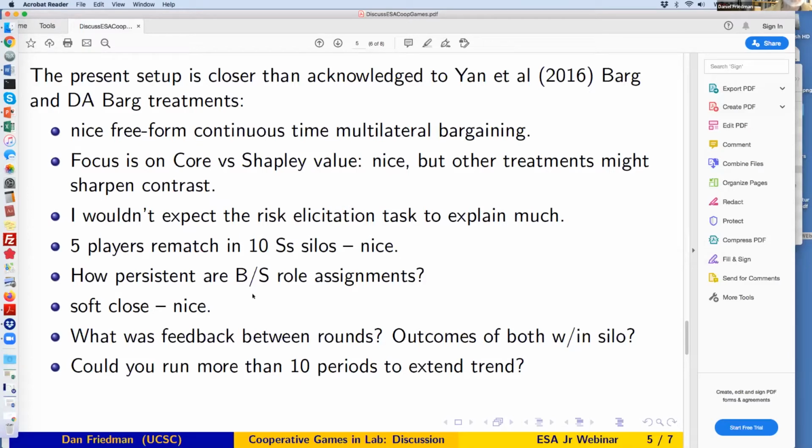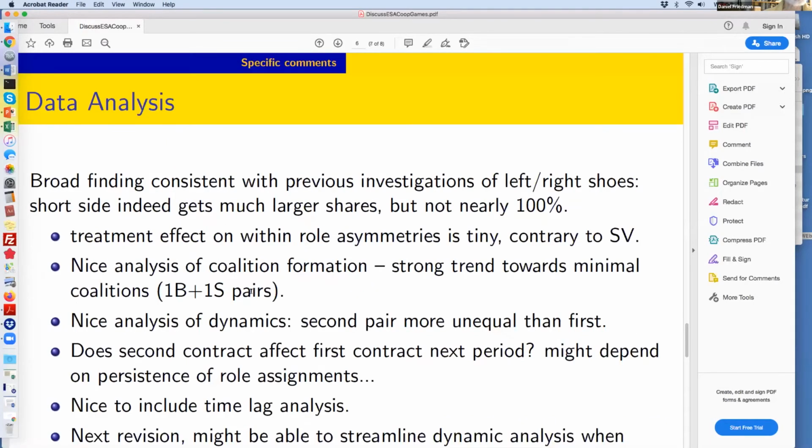She didn't say anything about the feedback between rounds, and that could make a difference. For example, you could say what happened to both groups within the silo, what the outcomes were, and that could make a difference. Also, matching could make a difference, as I'll say. So there are other robustness things to do. If she has a chance to do more, I'd like to see more than 10 periods, because it's not clear to me the trend had ended. There was a trend sort of towards the core, and it was slowing down, but it's not clear to me it was over.